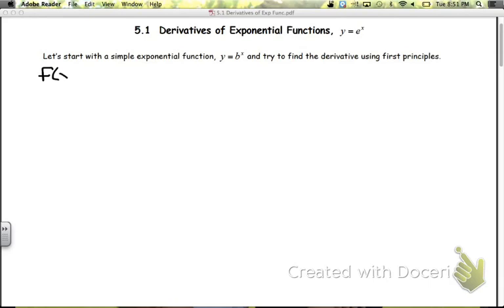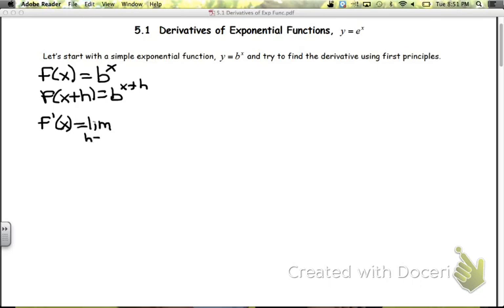So we're going to have our f at x be equal to b to the power of x, and our f of x plus h equal to b to the power of x plus h. So to find our derivative using our first principles, we use the limit as h approaches 0 of f at x plus h minus f at x all over h. So that brings us back to looking at derivatives from Unit 1 and a little bit in Unit 2 as well. So we're going to sub in for our f at x plus h and our f at x.